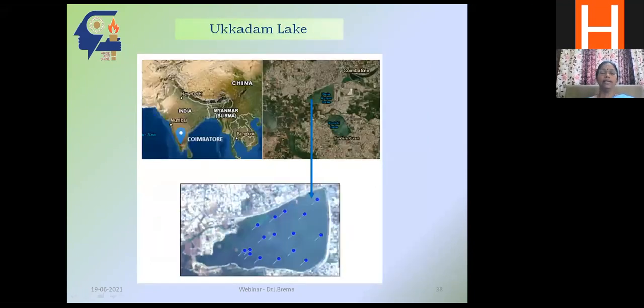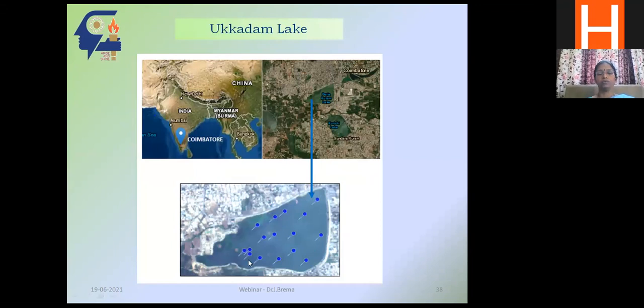Next, I am going into water quality mapping. How do we assess water quality using remote sensing data, without taking samples or data? We have done this study in an urban water body, located in Coimbatore itself, called Ukkadam Lake. It's one of the largest water bodies present within the urban limits.